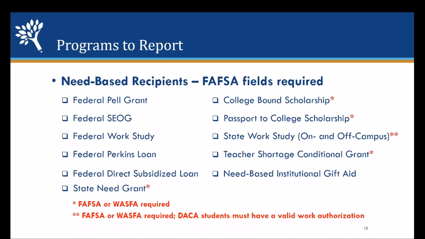For the Teacher Shortage Conditional Grant, you might make a note that it needs to be reported under the conditional loans. And the Teacher Shortage Conditional Grant should not be confused with the Student Teaching Grant, which was available in 2016-17, and it was reported under other state-funded gift assistance. You'll see notes throughout regarding that.